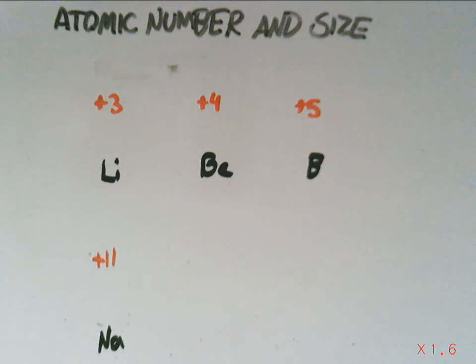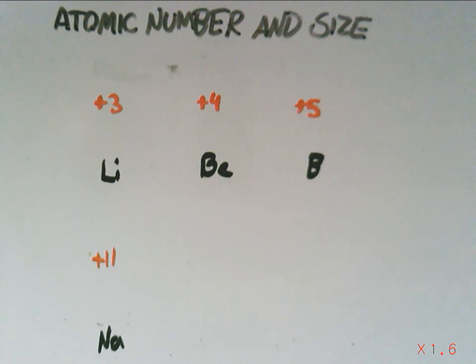Let's look at how atomic number affects size. It depends on whether you're going across a row and comparing things with the same number of shells, or whether you're going down a group, in which case things have different numbers of shells.